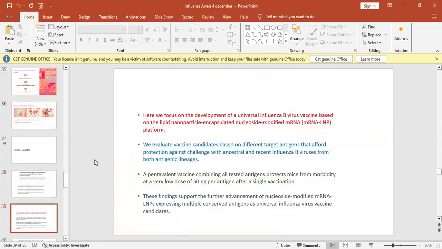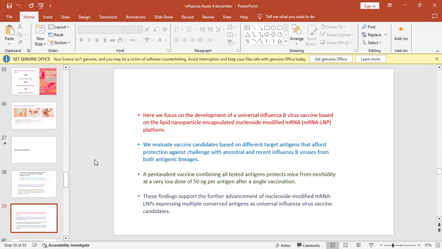Here we focus on the development of a universal influenza B virus vaccine based on a lipid nanoparticle-encapsulated nucleoside-modified mRNA platform. They evaluate vaccine candidates based on different target antigens that afford protection against challenge with ancestral and recent influenza B viruses from both antigenic lineages. A pentavalent vaccine combining all tested antigens protects mice from morbidity at a very low dose of 50 nanograms per antigen after a single vaccination.